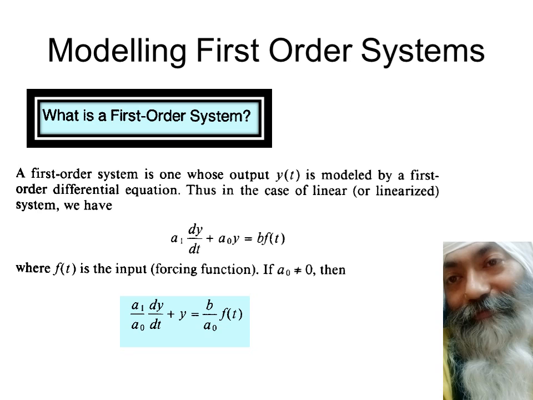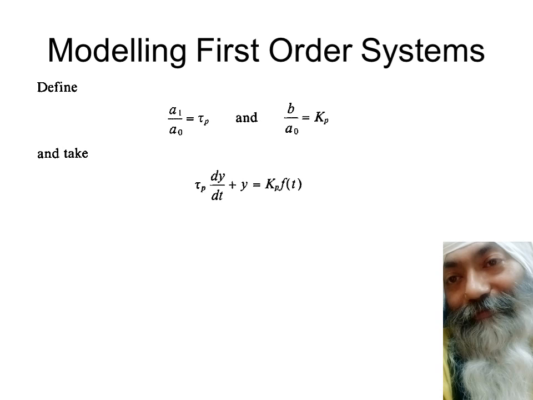Let's move further. As I had the intention of calling this thing tau p and this thing b naught upon a naught as Kp, this entire equation now boils down to the simple one. I call it tau p dy by dt plus y is equal to Kp into f(t). This tau p, the Greek letter tau, is the time constant. We'll see why. And this is called gain, Kp. That also we will come to know very soon why. Maybe not in this session, maybe in the next session.